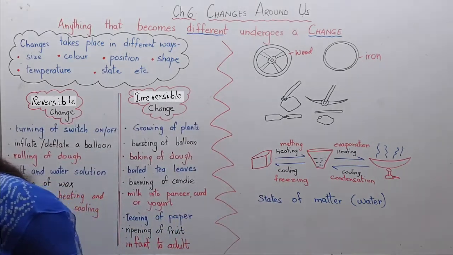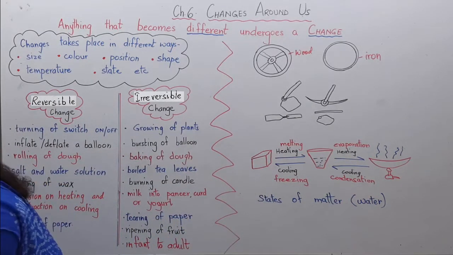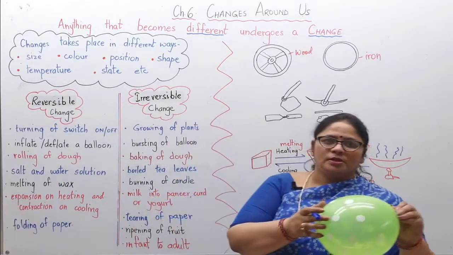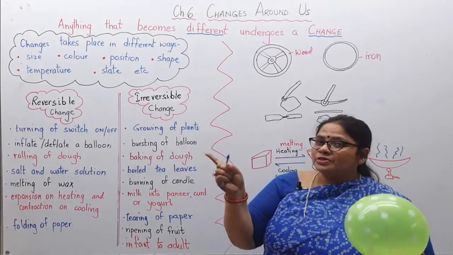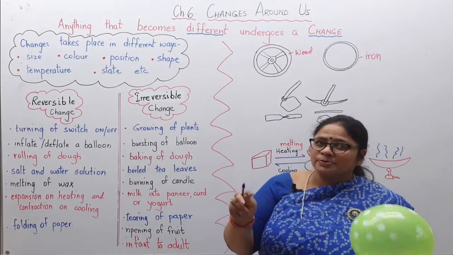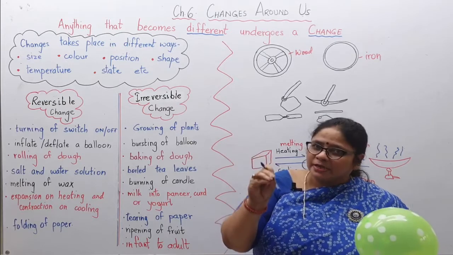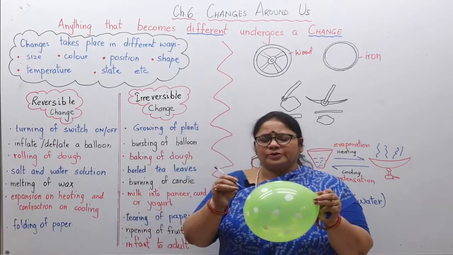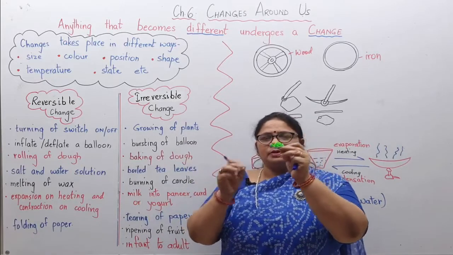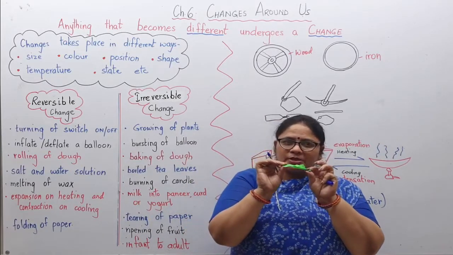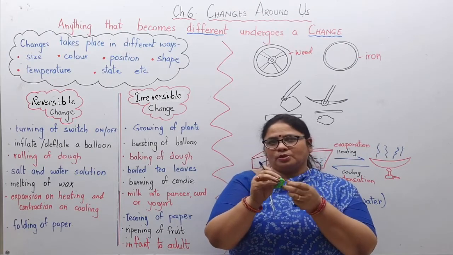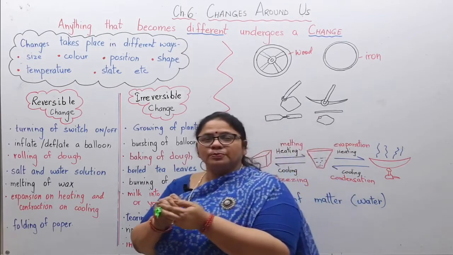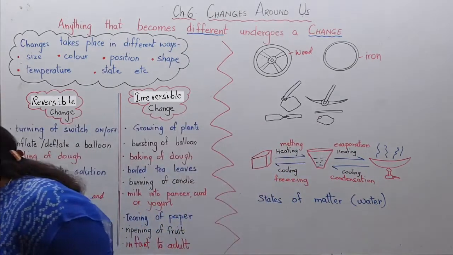On the other hand, children, suppose this is an inflated balloon, isn't it? The previous one was an example of reversible change. You inflated the balloon and then again it came back to the same position. Now this is again an inflated balloon and we try to burst it. What happened? Can you bring it back to the original position? No, we cannot bring that. So this is an irreversible change. Bursting of a balloon is an irreversible change.